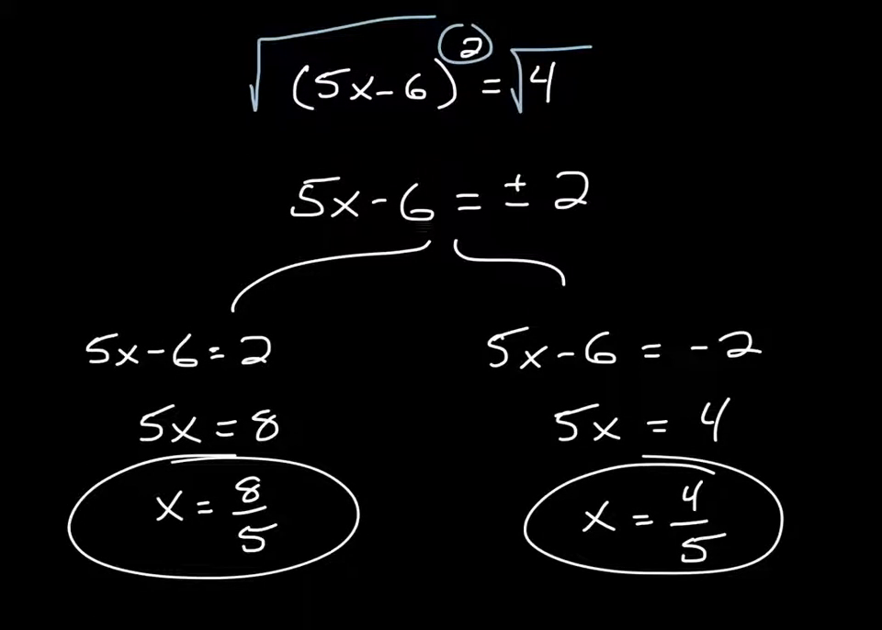When I do that, I always get this plus or minus when I use a square root because it's an even indexed root. That is two separate equations: 5x minus 6 equals a positive 2 and 5x minus 6 equals negative 2. I solve each of those independently to get my two solutions.